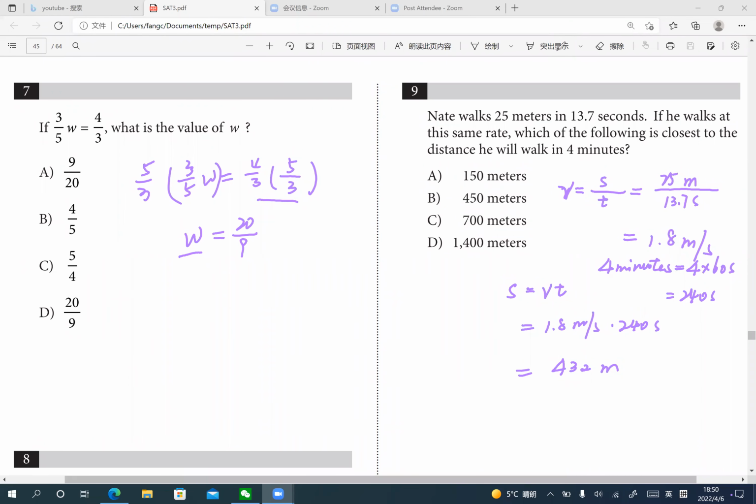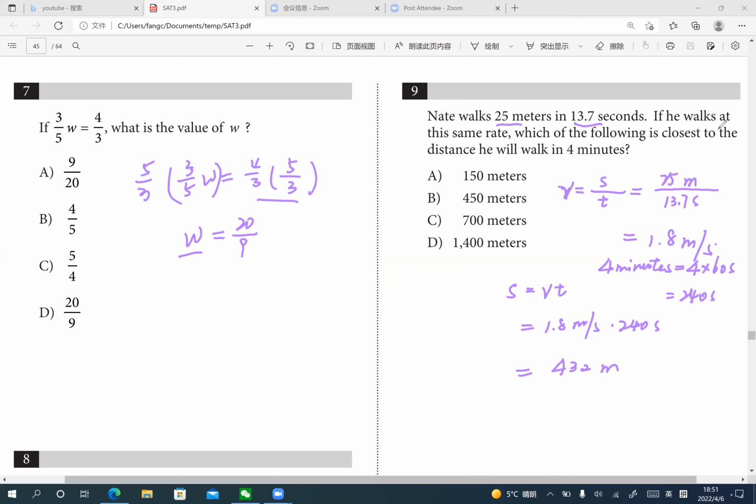Question 9. Nate walks 25 meters in 13.7 seconds. If he walks at this same rate, which of the following is closest to the distance he will walk in 4 minutes? We need to use the velocity formula. V equals x divided by t. From the given information, the distance is 25 meters and the time is 13.7 seconds. Then we have the velocity 1.8 meters per second.